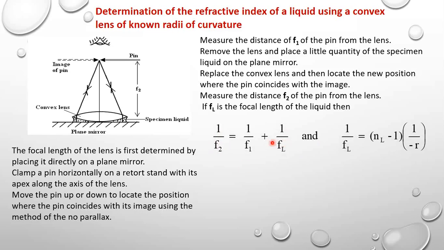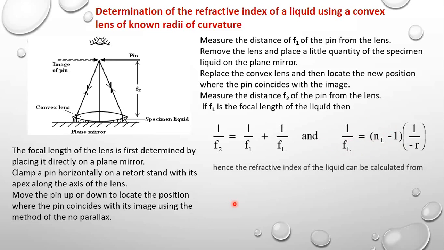We shall get the focal length of the liquid lens using this equation, and then after getting the FL from this equation, we shall substitute in this other equation, that is the full thin lens equation, to calculate the refractive index of the liquid using this formula. Of course, here we are going to make NL the subject, because we are looking for the refractive index of the liquid.